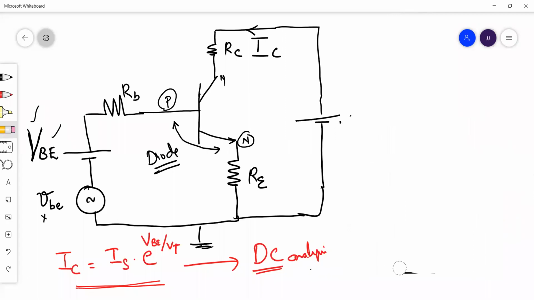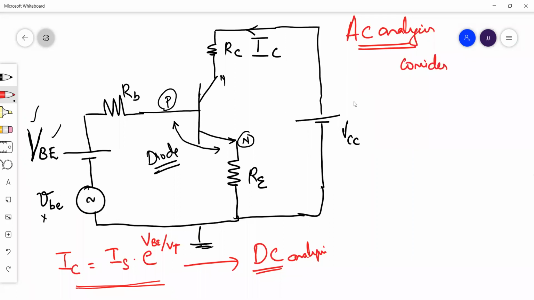So DC analysis equation for our reference that is needed. This is VCC. Next, I need to do the AC analysis. So AC analysis, just one difference. In AC analysis, I need to consider the AC signal.